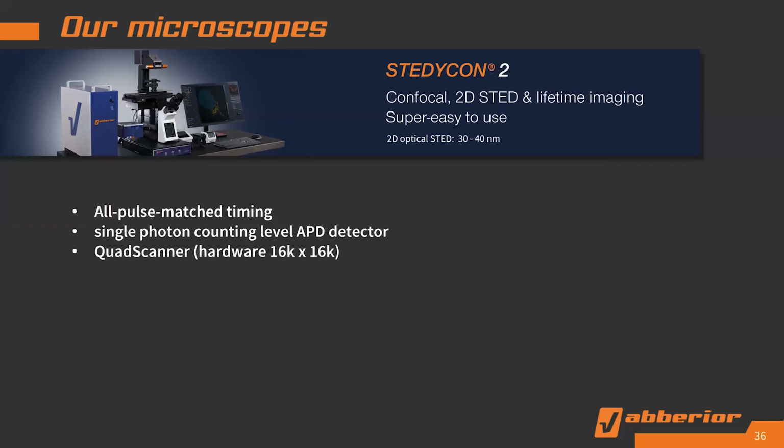So in the Stedycon, you see, it can actually outperform any confocal microscope in the world because there are several very important techniques we applied in the Stedycon. First concept is all-pulse time matching. Second is we use APD detector. Third is we have very advanced scan mirrors.